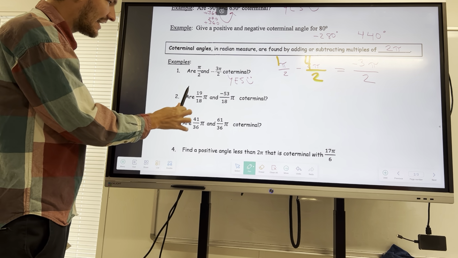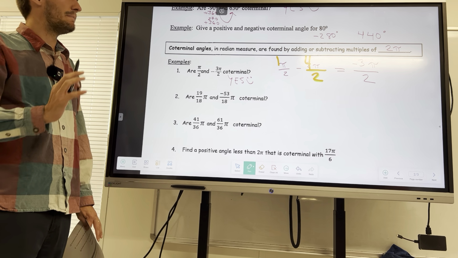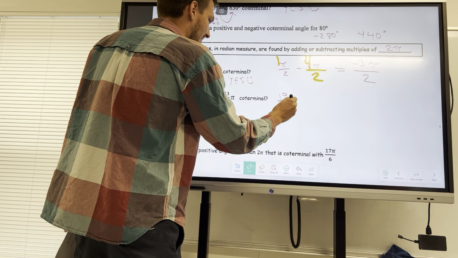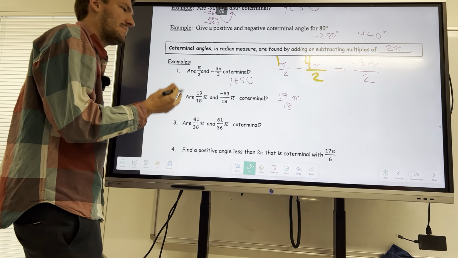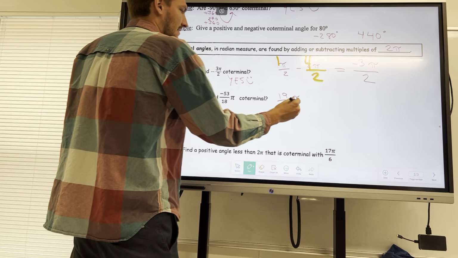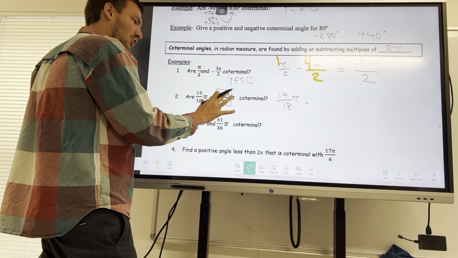19/18 pi and negative 53/18 pi. I mean, gross. But in reality, we do 19/18. We're going to be adding or subtracting 2 pi. This one is compared to negative, so I want to subtract. And I'm not really going to use this yet. I'm going to hope that's my answer.